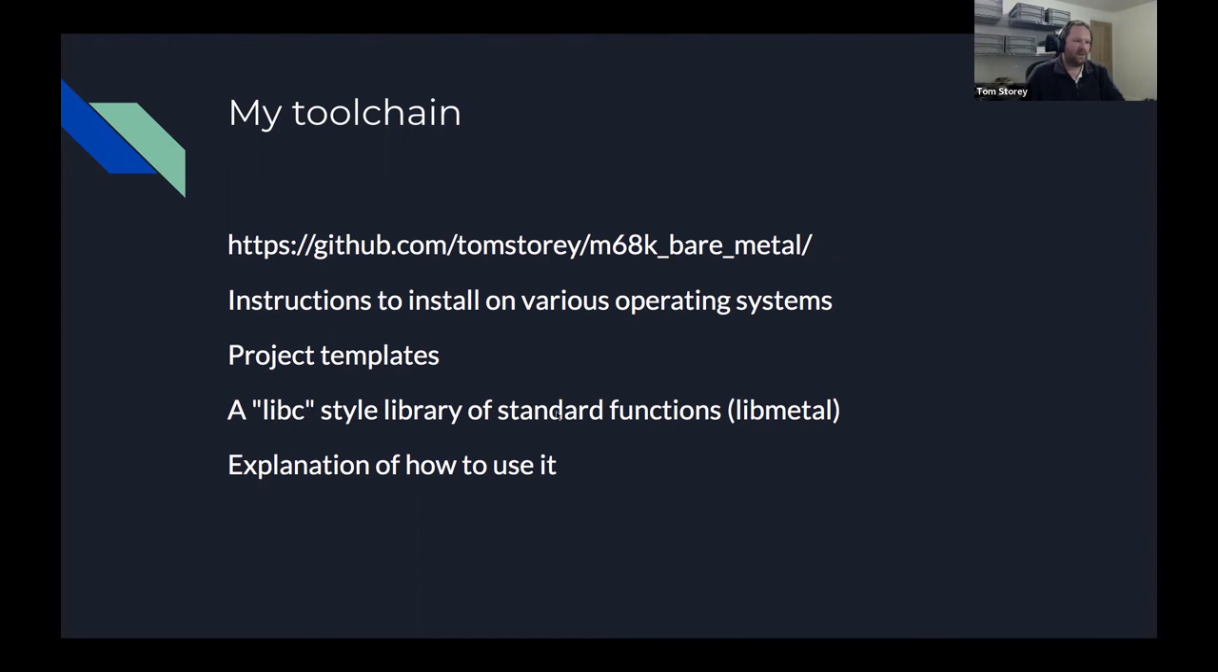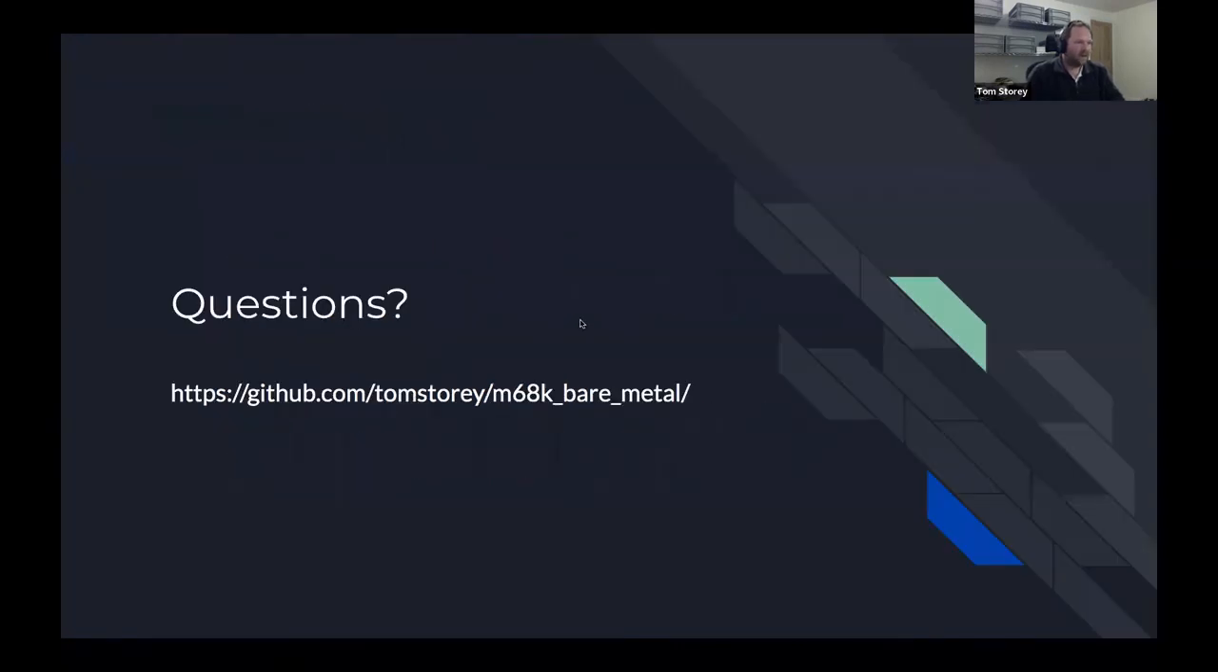The little libc that I call libmetal is included in the toolchain. There's just one step required to build that. And there are some general instructions there on how to use it, and how to declare functions that you want to handle exceptions and interrupts properly, because there's a slightly different syntax to do it. It tells the compiler to insert the correct return instruction at the end of the function, because you need to use an RTE instead of an RTS, that kind of thing. Yeah, and I think that about covers all of it.